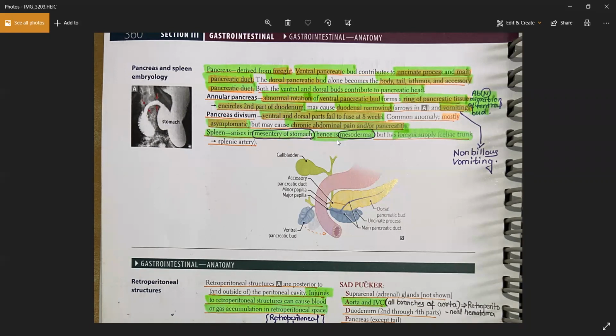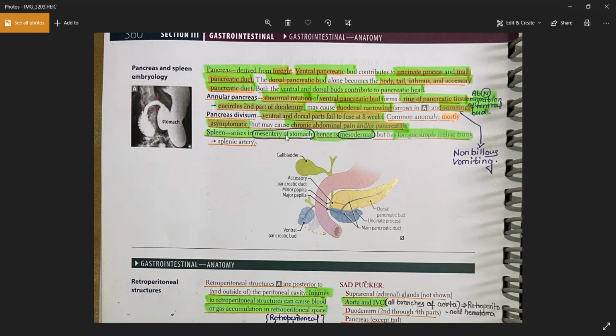Every GI organ or the path that you know is always an endodermal structure, except for the spleen. It is not derived from the foregut, midgut, or hindgut, so it is not an endodermal structure. It is a mesodermal structure because it is derived from the mesentery of the stomach.